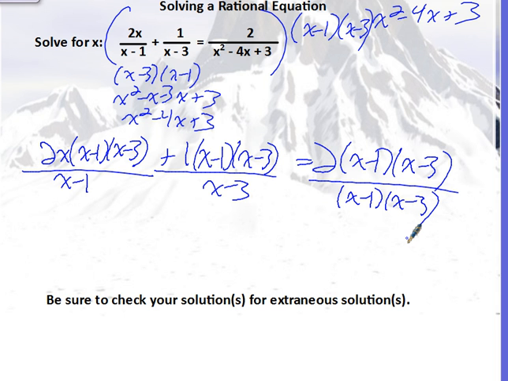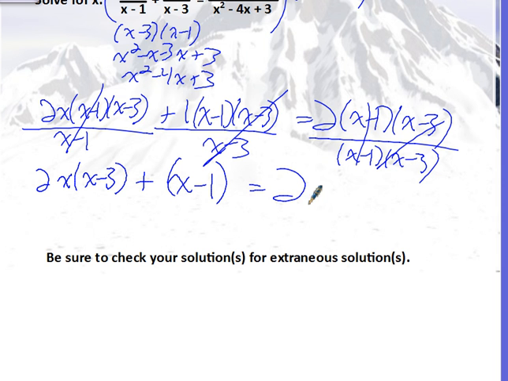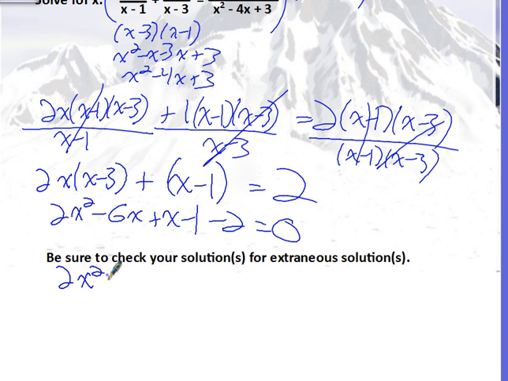So now I go through and cancel everything I can. x minus 1 cancels x minus 1, x minus 3 cancels x minus 3, x minus 3 and x minus 1 both cancel. So I'm left with 2x times x minus 3, plus x minus 1 equals 2. Alright, so I'll distribute this 2x here. So I get 2x squared minus 6x plus x minus 1, subtract 2 equals 0. So I'll combine my like terms: 2x squared minus 5x minus 3 equals 0.